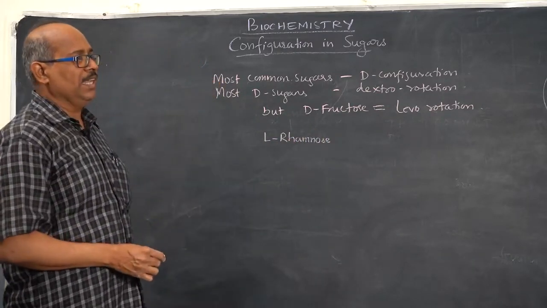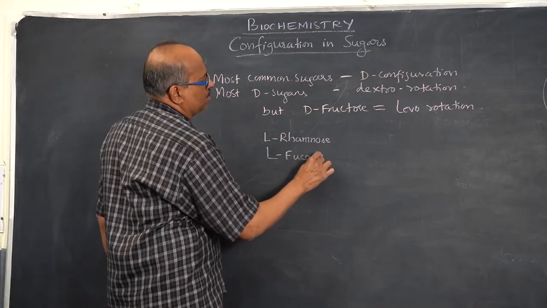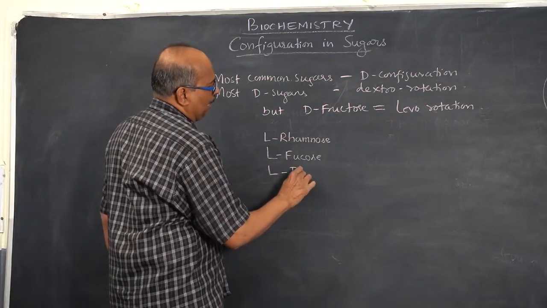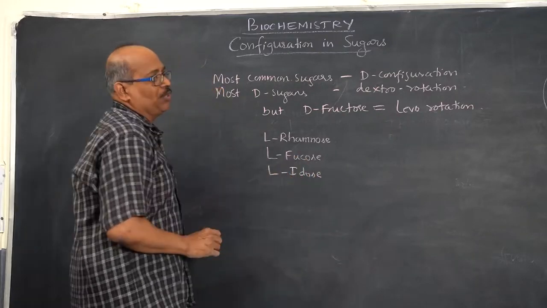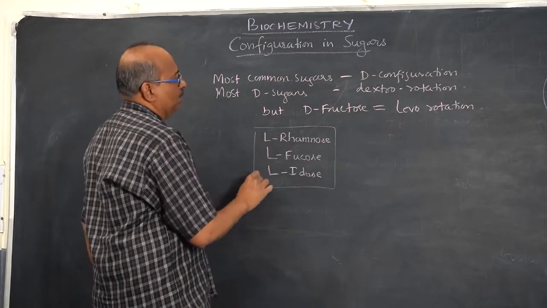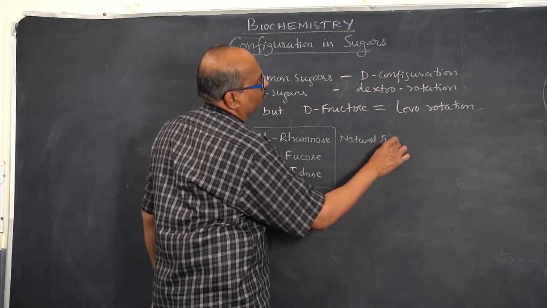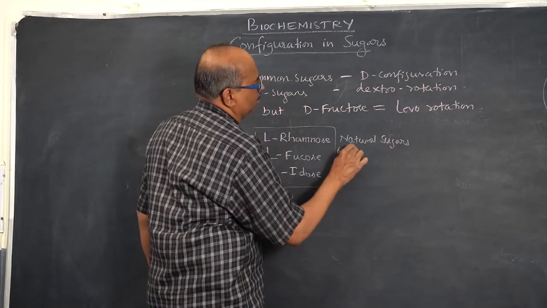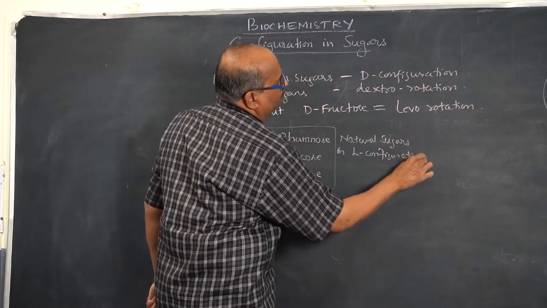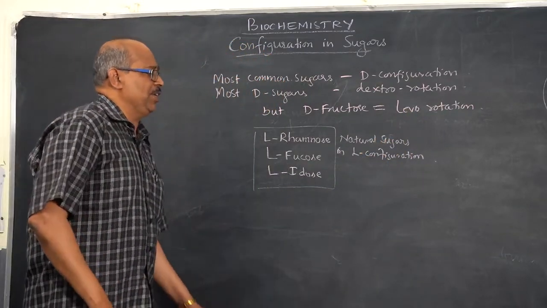One example is L-rhamnose. One example is L-fucose. One example, L-idose, that is used in the formation of iduronic acid. So these are natural sugars in L configuration. So they are levo-rotated anyway because of that L configuration.